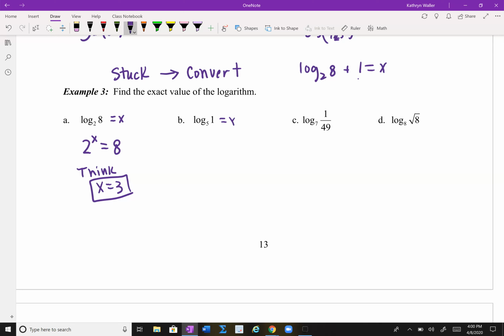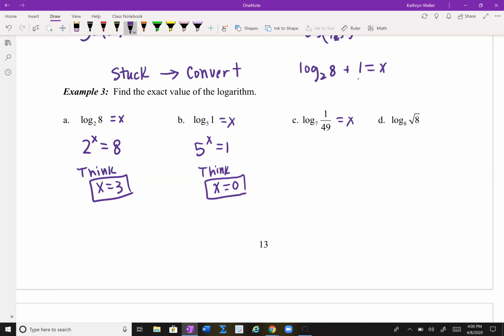This one right here, set it equal to x, and we're stuck because the log is alone. So it's 5 to the other side, which is an x, equals 1. And then I want you to think about it. 5 to what power gives you 1? Well, it's 5 to the 0 power. That's it.